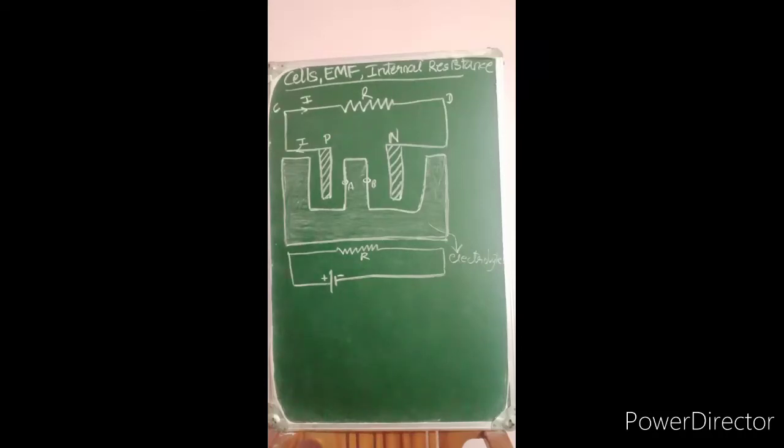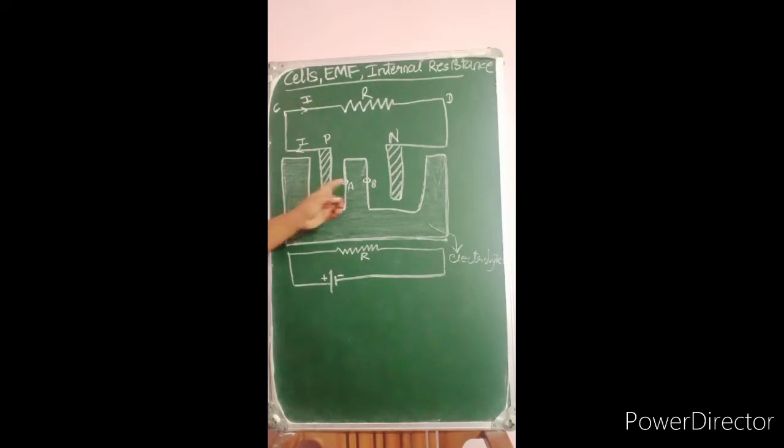Hello everyone. In today's class, we are going to study about the cell's EMF and the internal resistance. This is the diagrammatic representation of the electrolytic cell. An electrolytic cell is a device which is used to maintain steady current in an electric circuit.